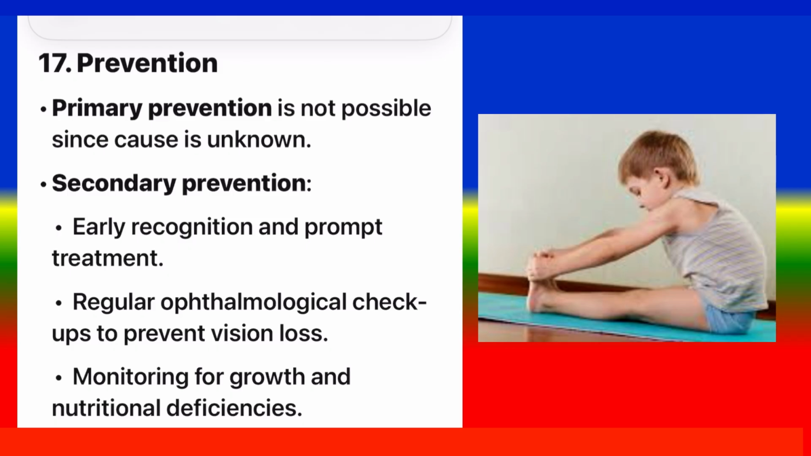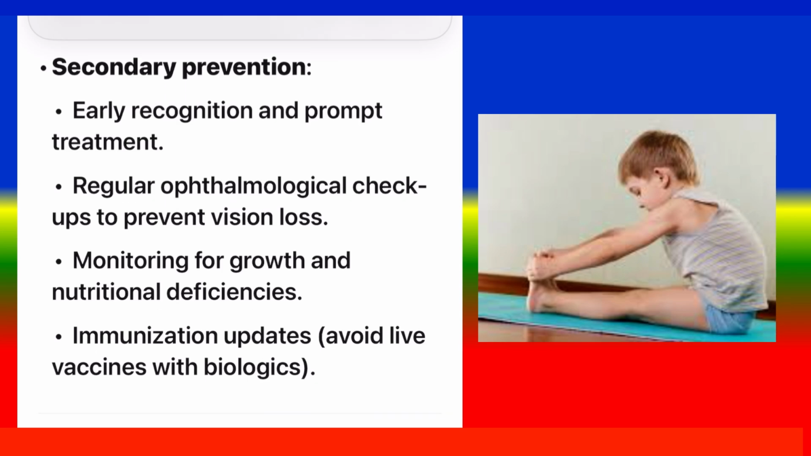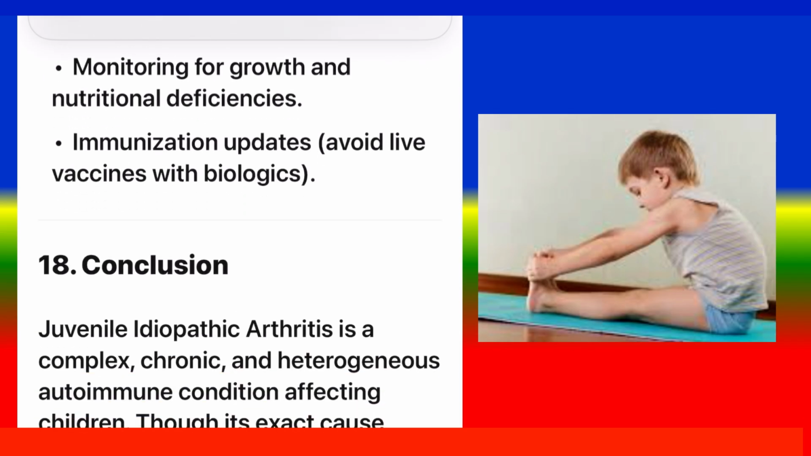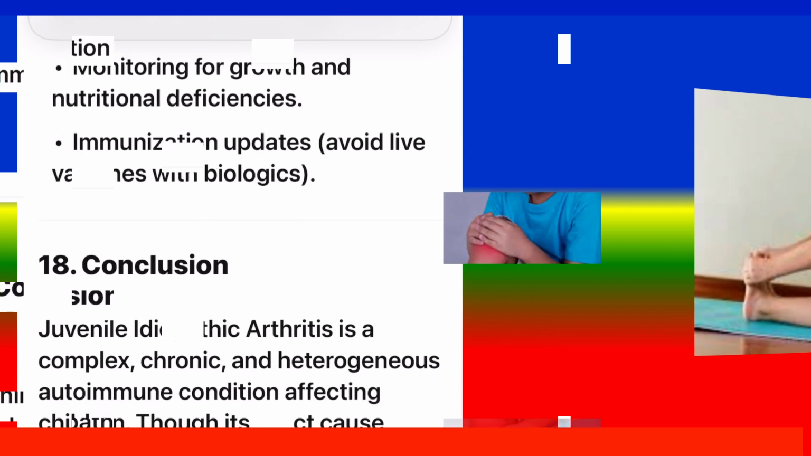17. Prevention. Primary prevention is not possible since the cause is unknown. Secondary prevention, early recognition and prompt treatment, regular ophthalmological checkups to prevent vision loss, monitoring for growth and nutritional deficiencies, immunization updates, avoid live vaccines with biologics.